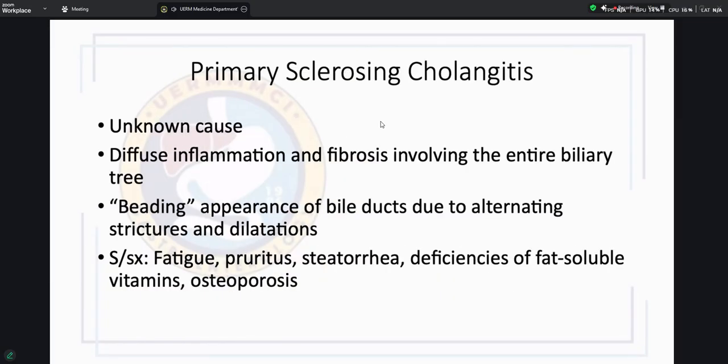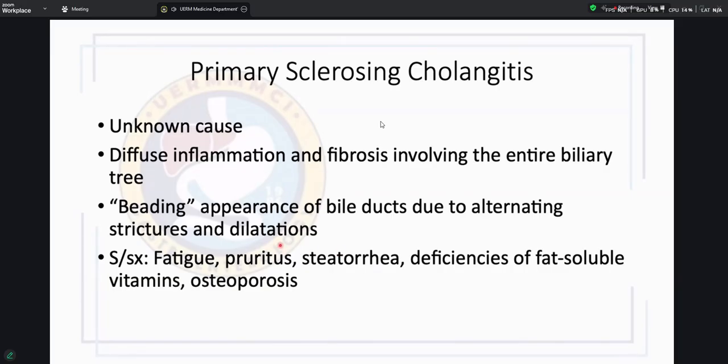The other type of biliary cirrhosis is primary sclerosing cholangitis, or PSC. The cause of PSC is unknown. PSC is characterized by diffuse inflammation and fibrosis involving the entire biliary tree, resulting in chronic cholestasis. This leads to bile duct strictures, biliary obstruction, cholestasis, and ultimately biliary cirrhosis, along with its complications, and liver failure. So the chronic inflammation and fibrosis in PSC leads to the beading appearance of bile ducts due to alternating strictures and dilatations. The symptoms are typical of cholestatic liver disease.